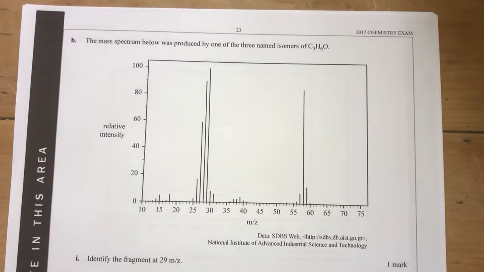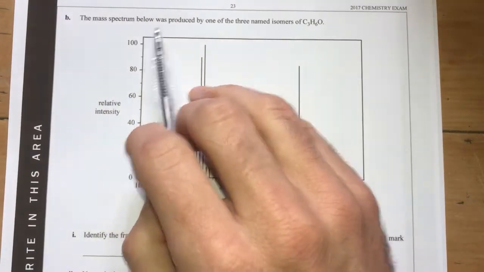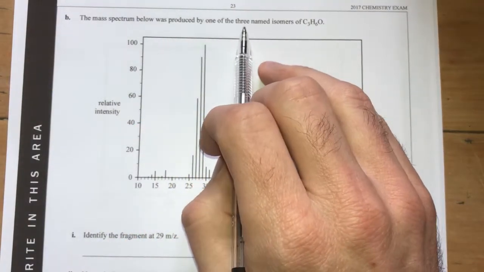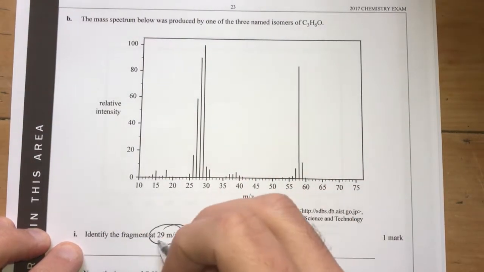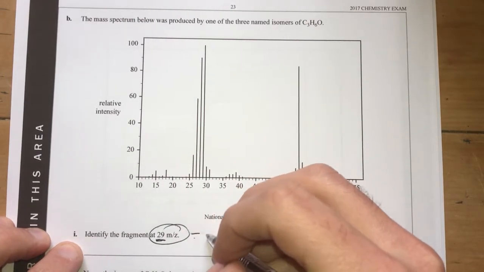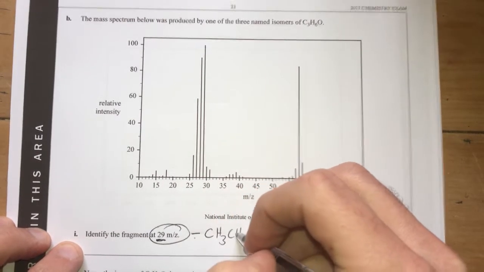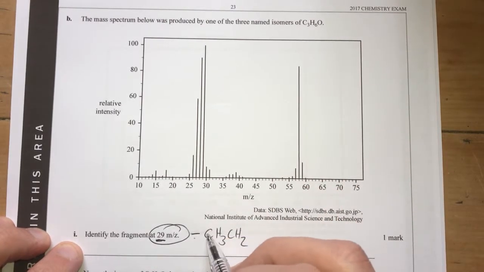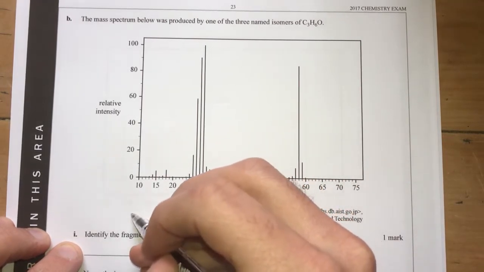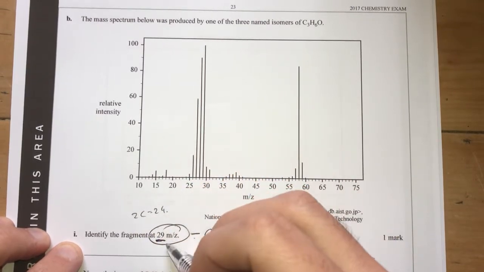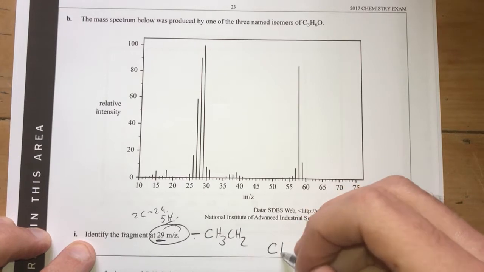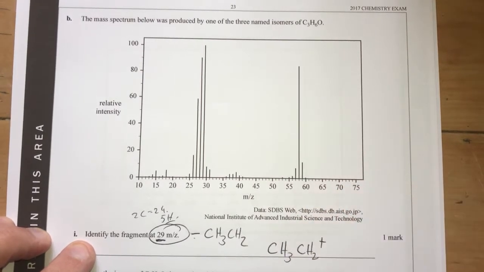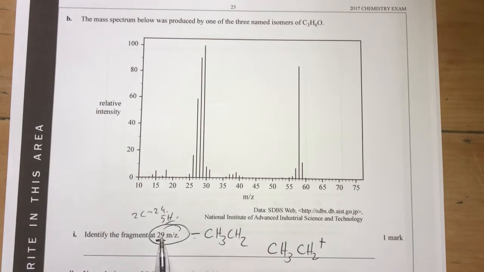Moving over the page, and we've got a mass spectrum. So the mass spectrum is from one of these 3 isomers. So first of all, identify the fragment of this. This guy here is one that you'll see regularly, and this is going to be from a CH3CH2, because we know that carbon is 12, so 2 carbons equals 24, and then to get to that is 5 hydrogens. So it's a common one that you see. The fragment that produced it must be charged, so therefore it's going to be CH3CH2 positive, and that's going to be our fragment that produced this peak here.